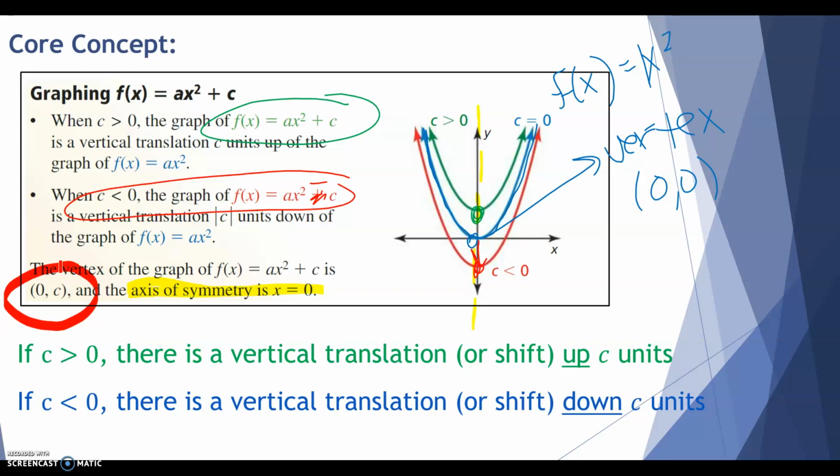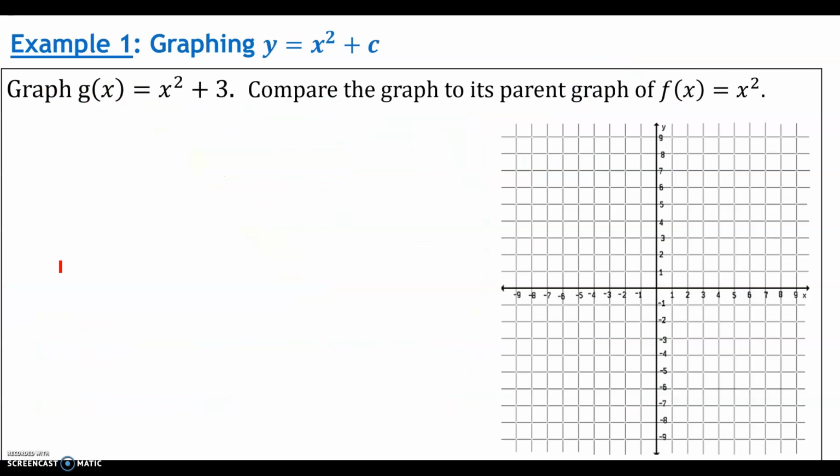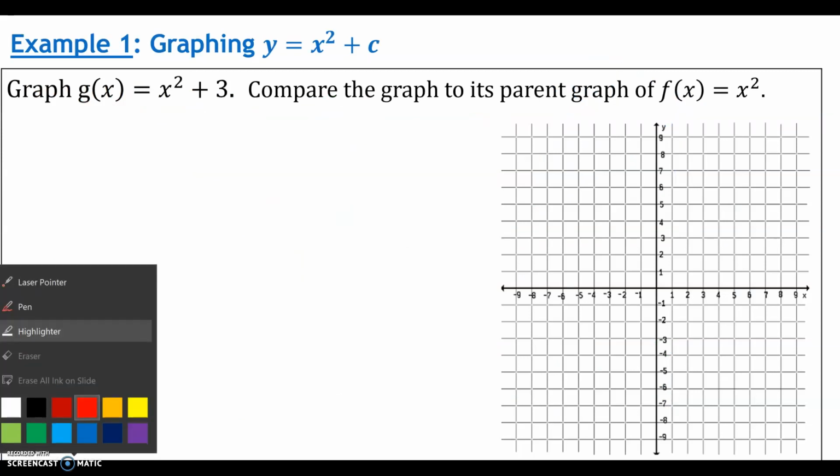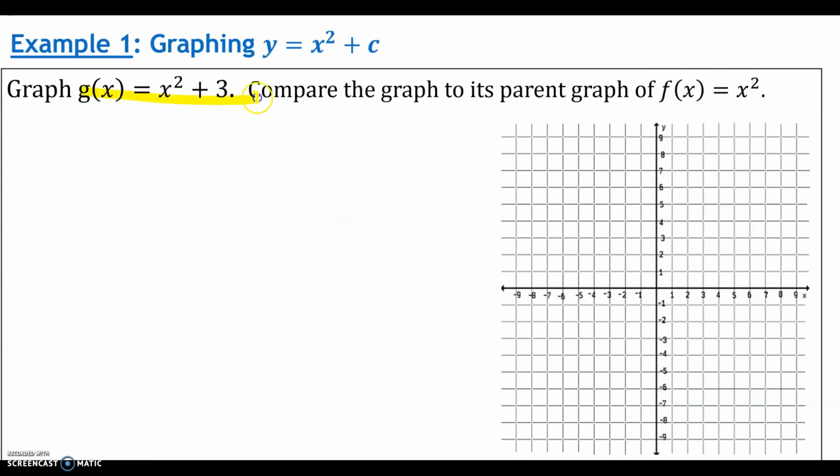Pretty self-explanatory. So looking at our problem, this is going to be our function, so g of x. So it's x squared plus 3, and we're still going to compare it to our parent function. So first thing we need to do is make our table of values.